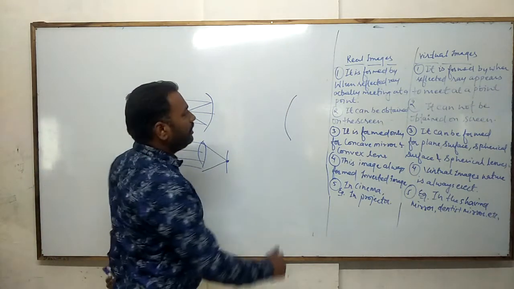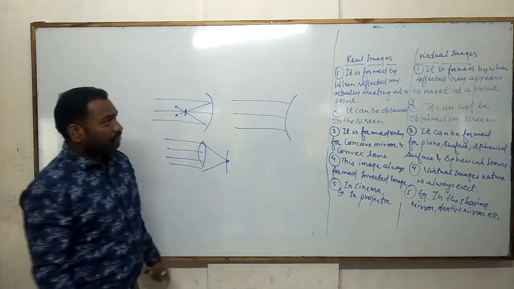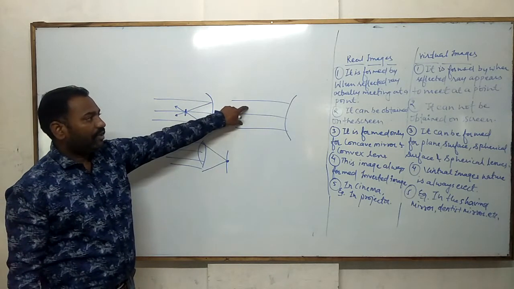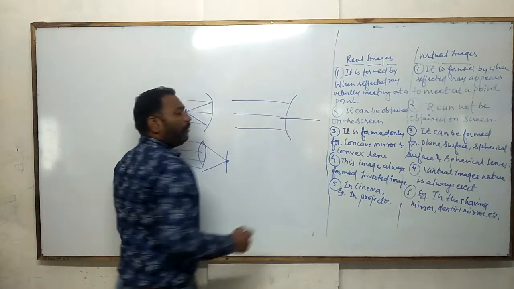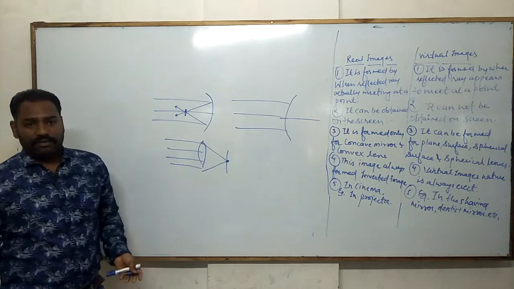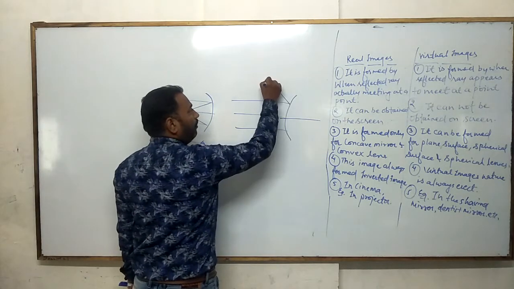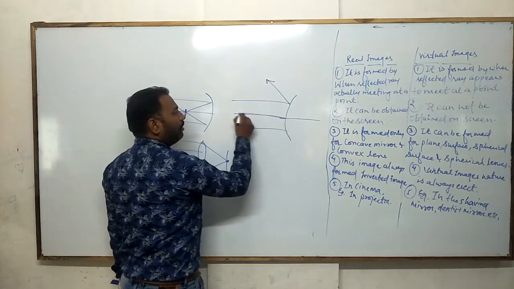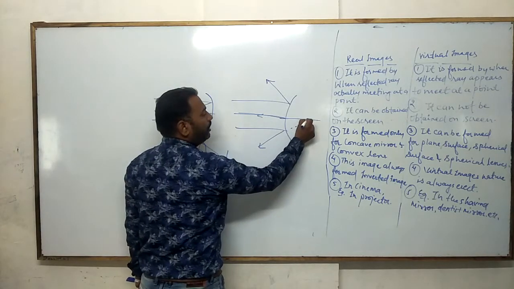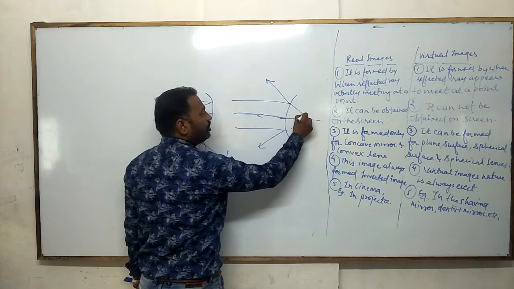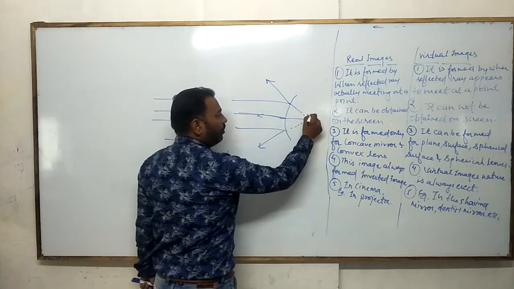But in the virtual image, when we are talking about the convex mirror, virtually the rays meet at a point inside the mirror. Look, when you see from the outside, you see the rays coming from a particular focus which is inside the mirror, and this is our virtual focus.